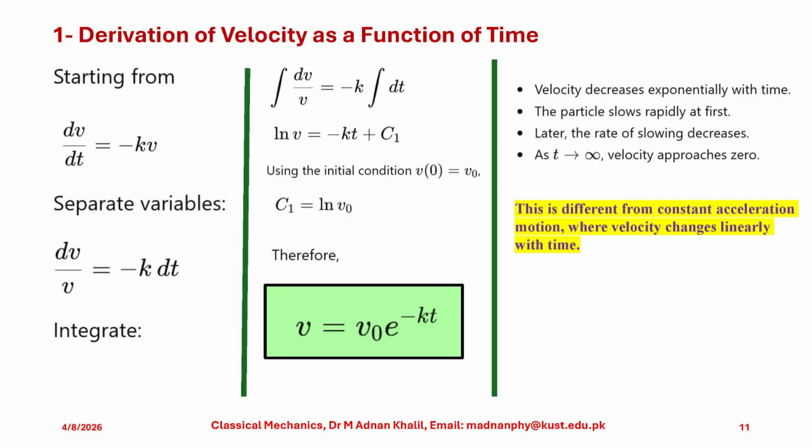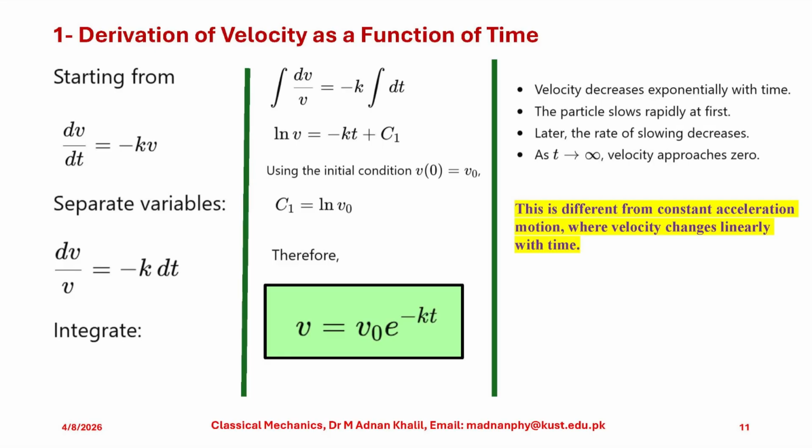Now we solve the differential equation starting from dv by dt equals minus k times v. To solve this, we separate variables such that we gather all terms involving v on one side and all terms involving time on the other side. That gives dv divided by v equals minus k times dt.